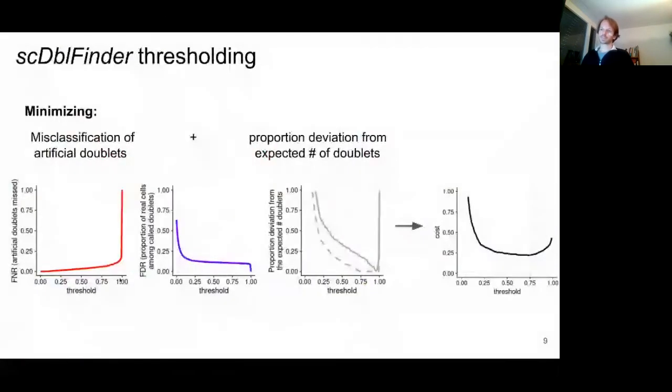The thresholding is not very complicated. It's essentially trying to minimize the misclassification rate of artificial doublets while also minimizing the deviation from the expected doublet rate. And since the expected doublet rate can also be given an uncertainty range, the user can decide to put more or less weight on the misclassification rate if, for instance, the user doesn't know even roughly what the expected doublet rate is.